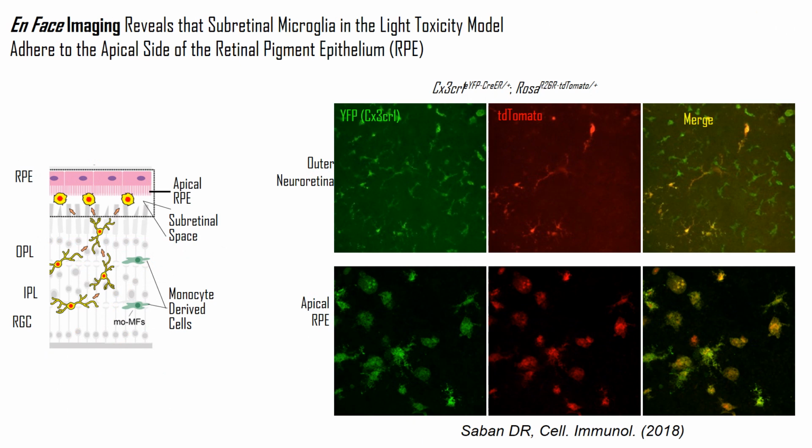Likewise, using the same model with the same lineage tracing technique, by looking at the apical RPE in mice that were exposed to light toxicity, those lineage traced microglia adhere to the apical RPE, and most of them are indeed lineage traced microglia. This is in stark contrast to the outer retina, which are YFP positive but tomato negative, indicating that these are monocyte-derived recruits again.